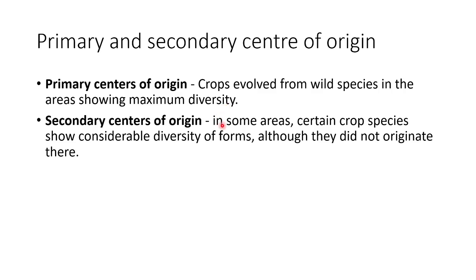While in the secondary center of origin, in some areas, certain crop species show considerable diversity in form, although they do not originate there. So the primary center of origin is where the species originated and shows high diversity there itself. But a secondary center of origin means that in an area we can see diversity of that crop, but that crop did not originate there; it originated elsewhere.